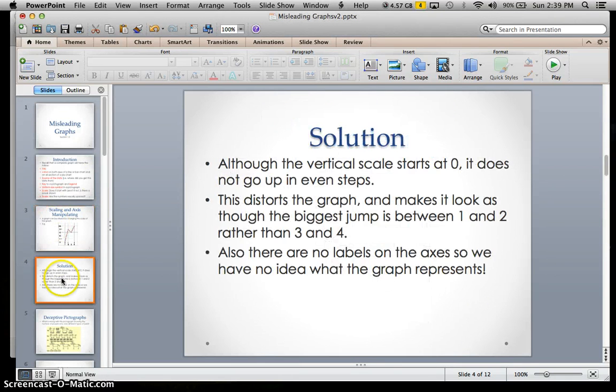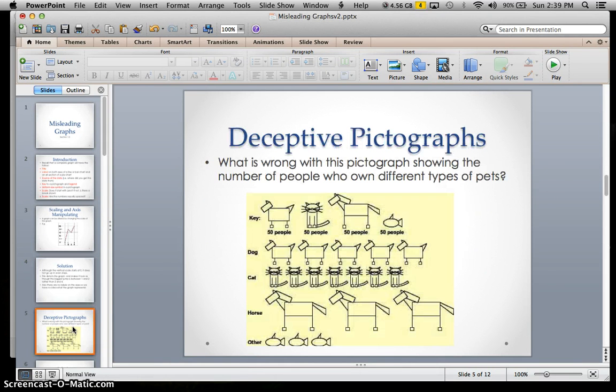Okay? Again, here's the solution in case you need to see it written down. So although the vertical scale starts at 0, it does not go up in even steps. This distorts the graph and makes it look as though the biggest jump is between 1 and 2 rather than 3 and 4. Also, as we noted at the very beginning, there are no labels on the axes, so we have no idea what the graph is representing. And there's also no title. Okay? The next graph that I want to take a look at is a pictograph.